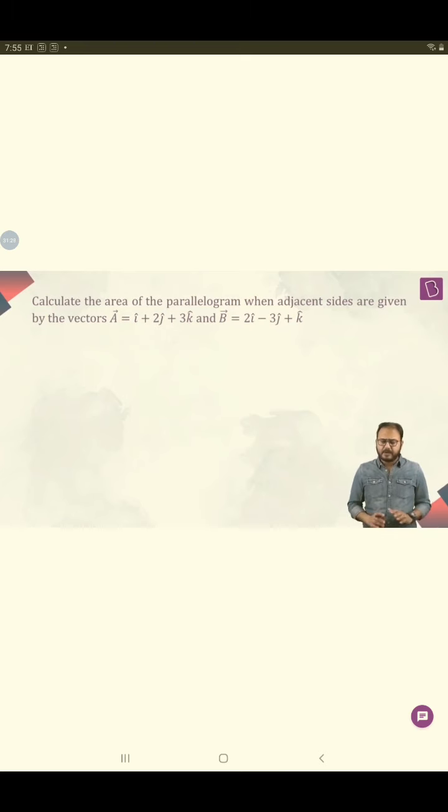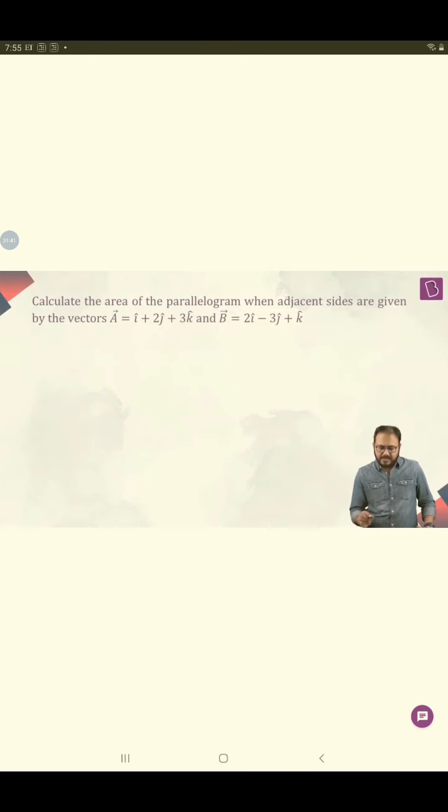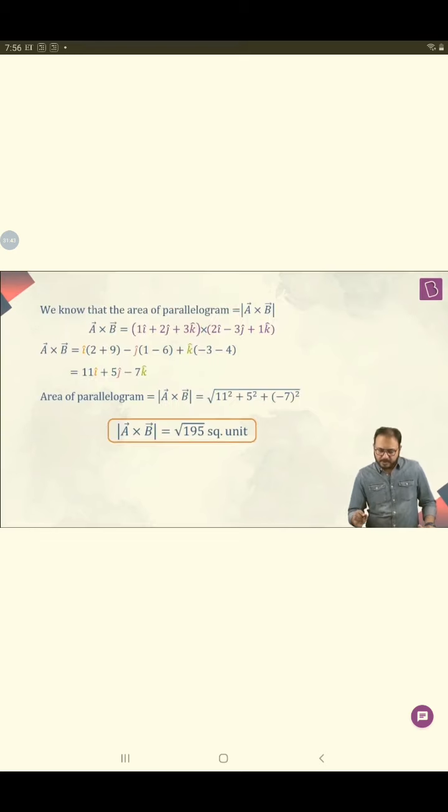Calculate the area of the parallelogram. Now I have I plus 2j plus 3k, 2i minus 3j plus k. What do I do, guys? Hold on. So the area of the parallelogram is a cross b. First I need to solve for a cross b. How about let me take this opportunity to draw the determinant again for you. First row, I, j, k. Second row, the first vector, 1, 2, 3. The third row, the second vector, 2, minus 3 and 1.